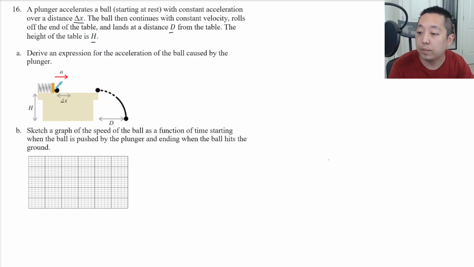So what do we need to know? Let's talk. There are two motions. One is the first motion, where it moves a distance delta x with constant acceleration. So that's just a single horizontal motion, not a projectile motion. Let's take a look at the first motion, the plunger motion.